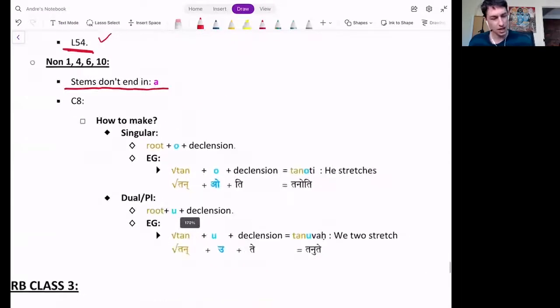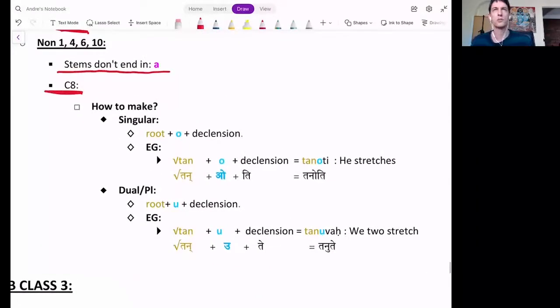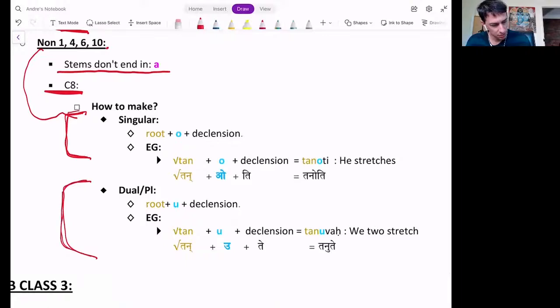And let's just revise how we did class 8. Okay, and what's the most common word in class 8, if you remember? I think there are only 8 roots in class 8. And the most common one is kr, which is do. Now remember, in non-1, 4, 6, and 10s, you will always have a difference between singulars and dual and plurals, okay? So there will be a little difference in how the stems are made.